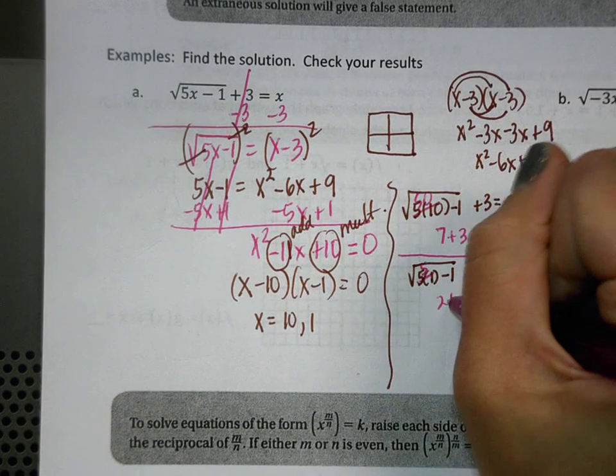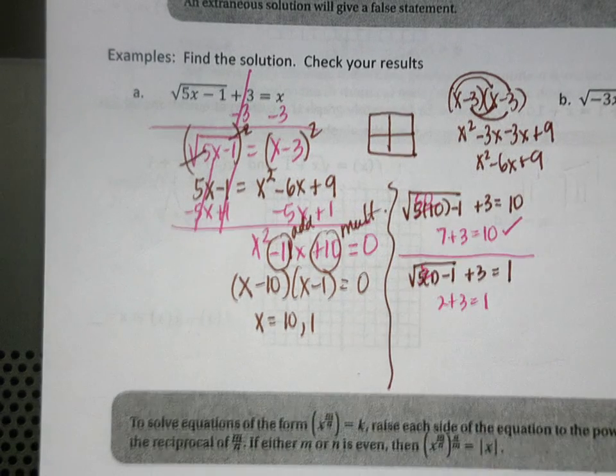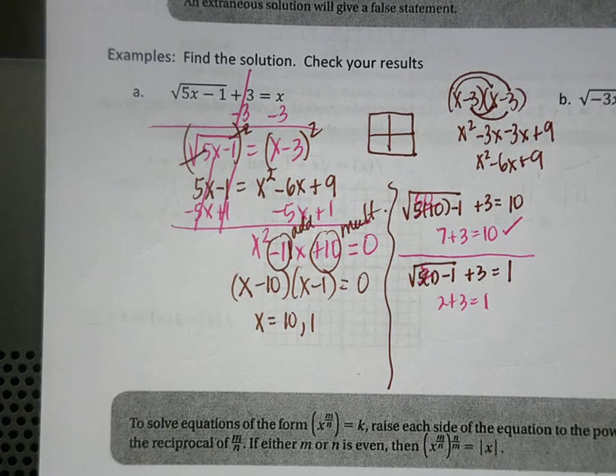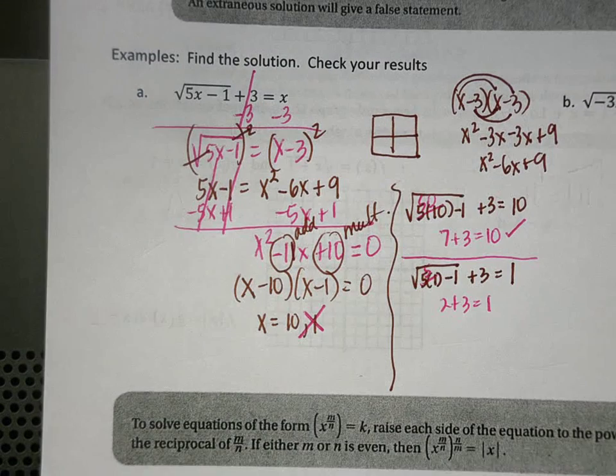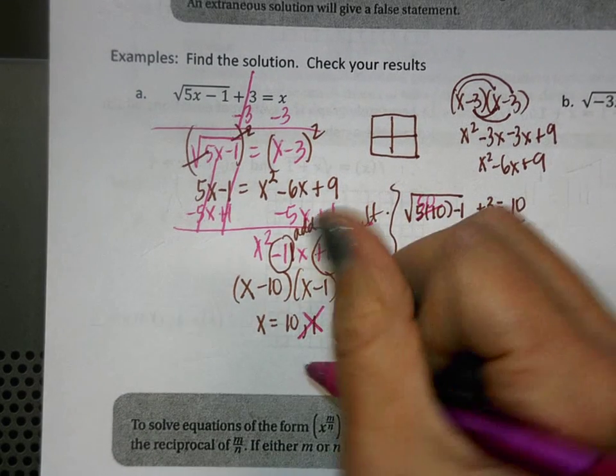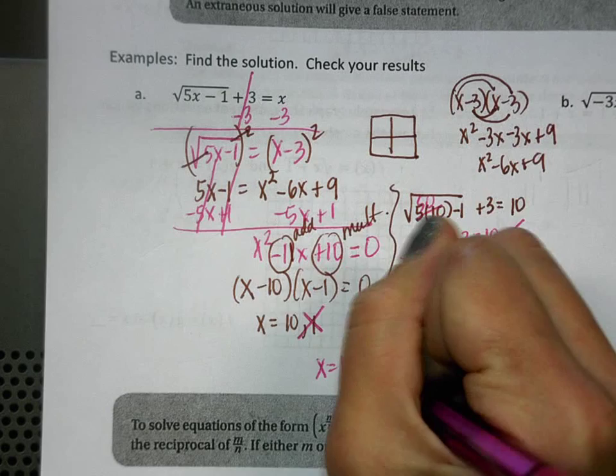And 2 plus 3 equals 1? Does 2 plus 3 equal 1? No. So 1, that does not work. So that one's out. And so therefore my only answer for this is x equals 10. Okay.